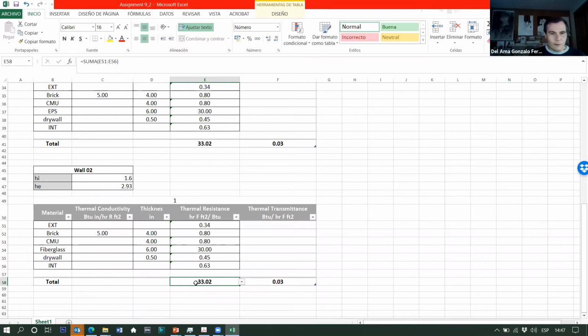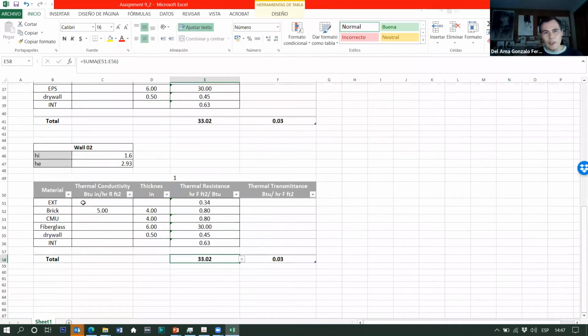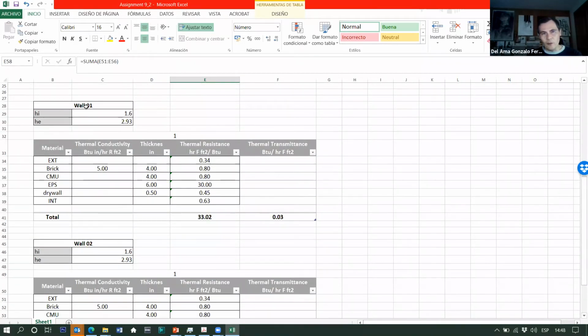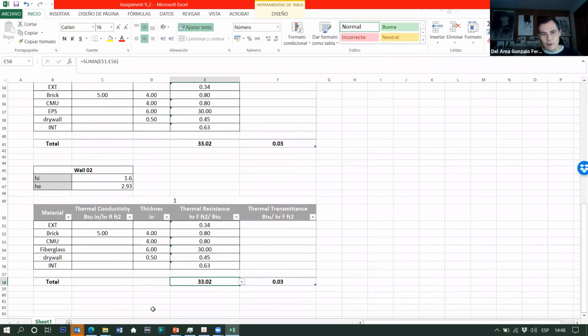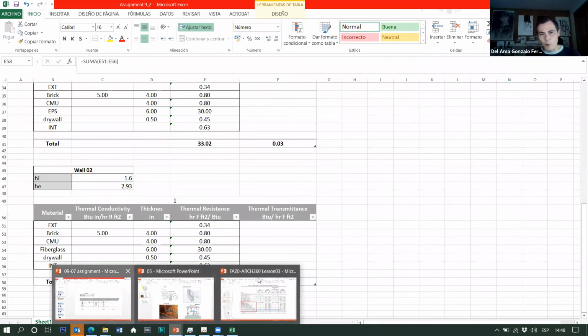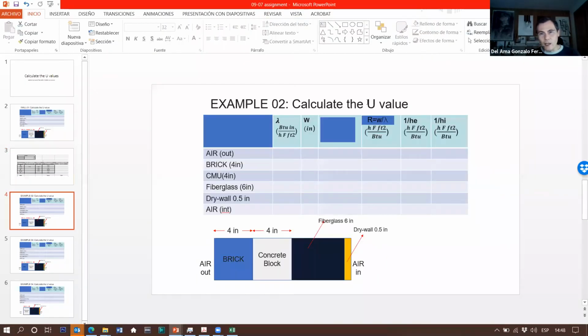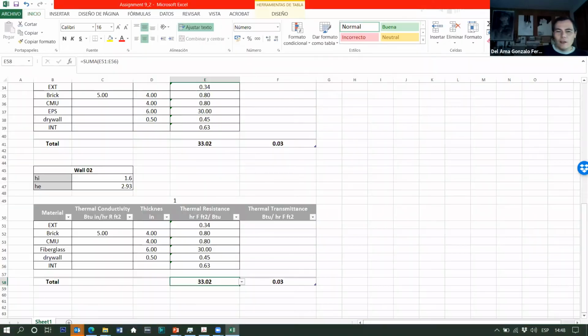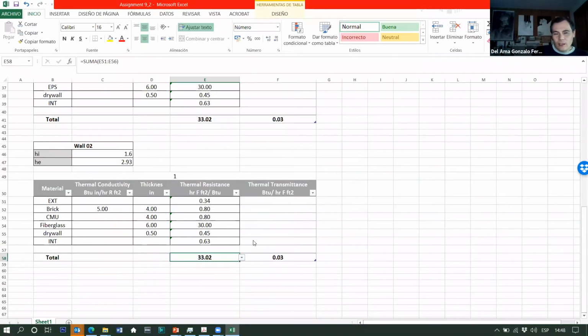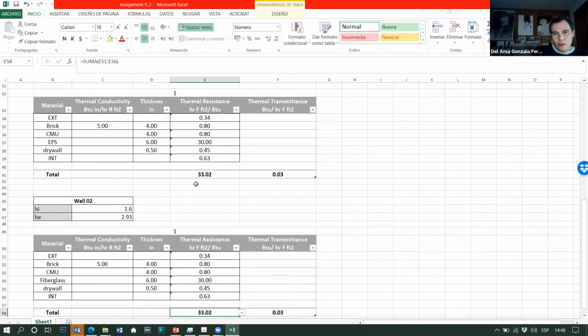Another question would be, what do you have to do on this assignment? You have to copy and calculate wall 1, wall 2, 3, and 4. So you have a problem, and now you have to calculate the R value, and then the U value of 4 different walls. But I can ask you a different question. What if I tell you, what do I have to do if I want to increase the R value? I want this to be 50.